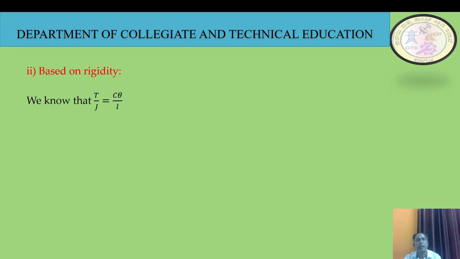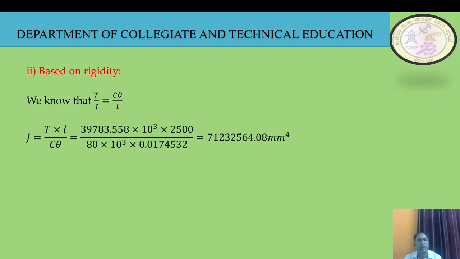And based on rigidity, we know that T by J is equal to Cθ by L. In this equation, T is there, C is there, θ is there, L is there, only J is required to calculate. Therefore J is equal to T into L by Cθ. By substituting the values of all the parameters, that is torque transmitted, length of the shaft, modulus of rigidity and the angle of twist, we will get the value of polar moment of inertia as 71232564.08 mm^4.